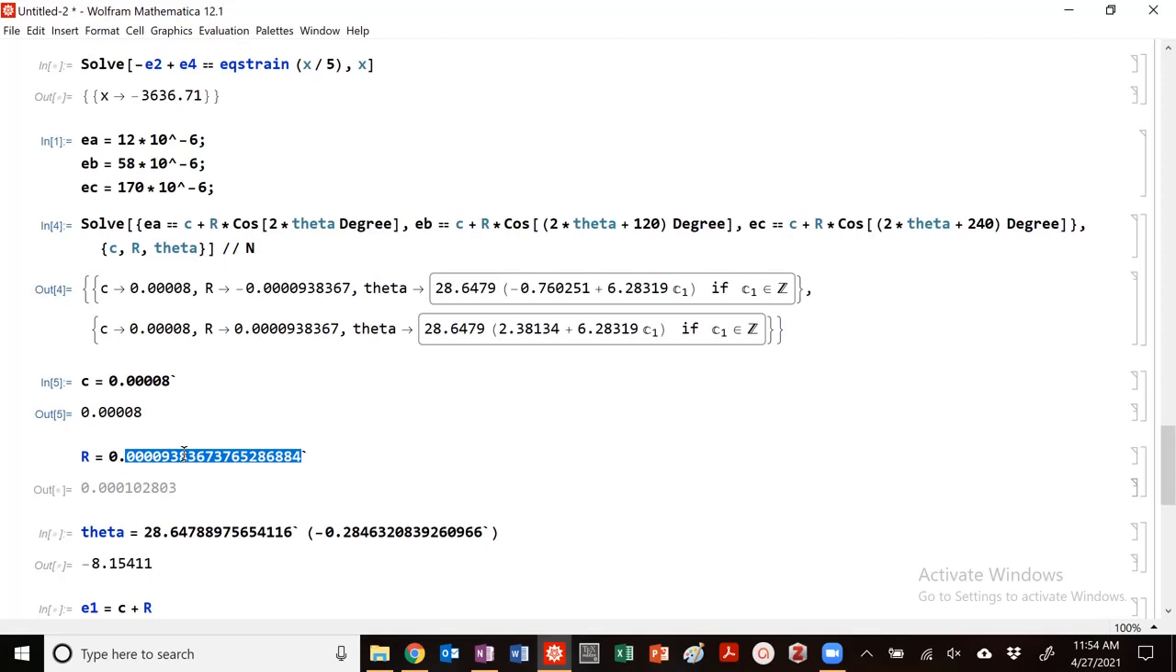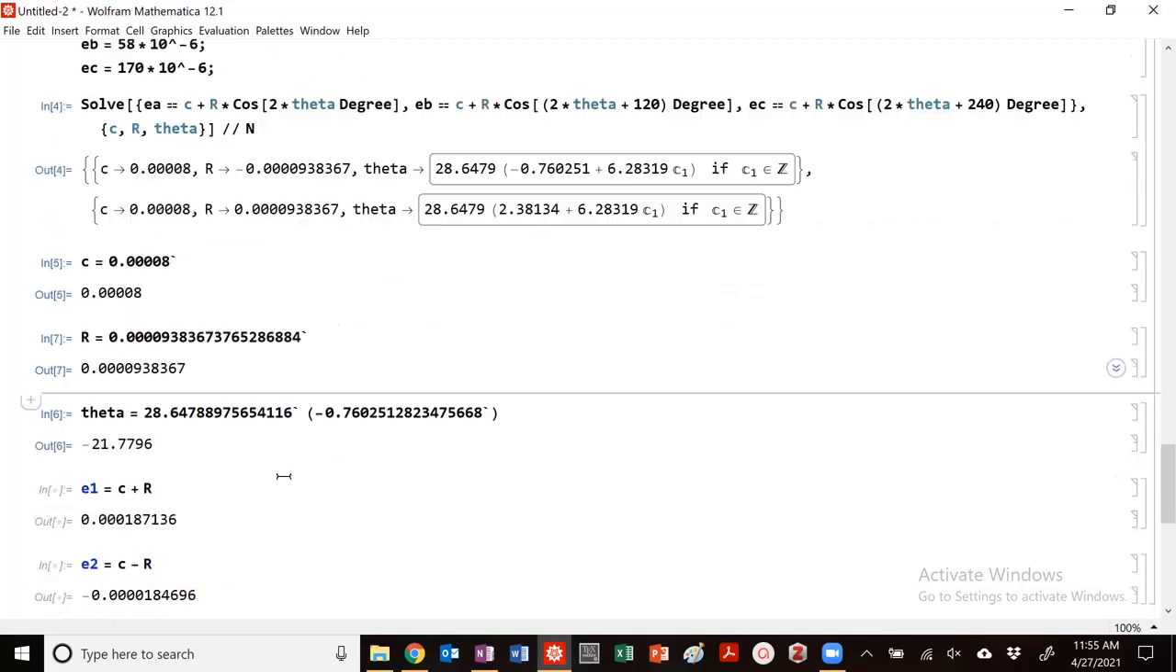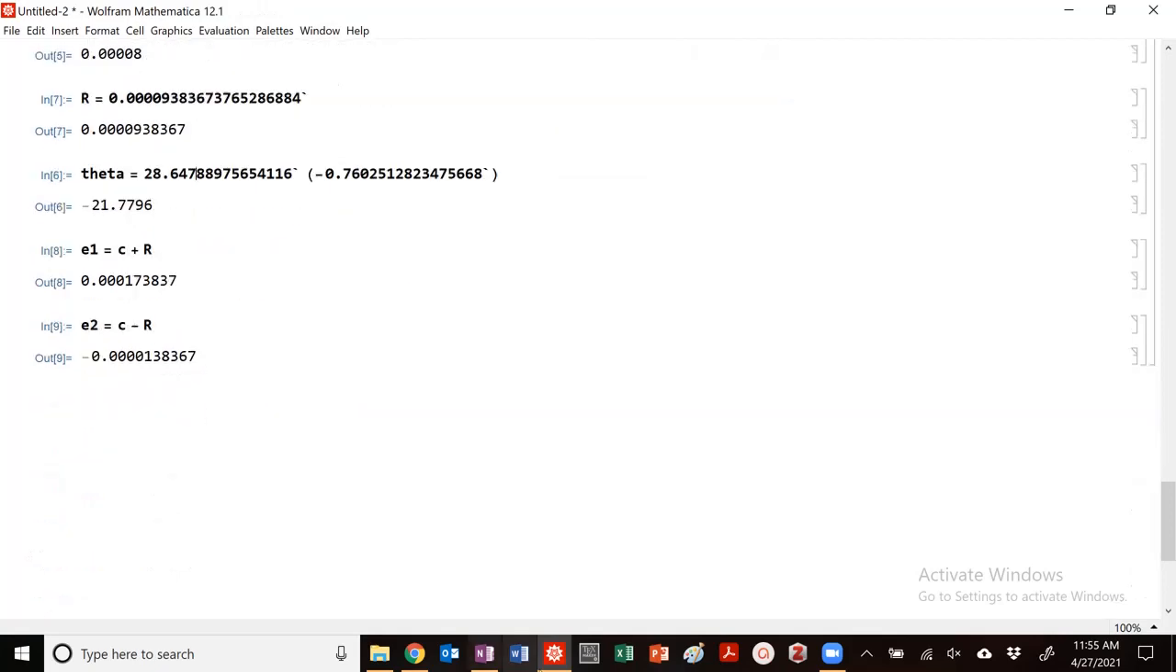So we want that radius to be C plus R. Again, we could just write out those values here. So right here, and then my angle. I'm not in my principal stress state, so my angle is going to be the following right here. And let's get this guy. So that's my theta, that's my R. Here's my new E1, here's my new E2, and there we go.